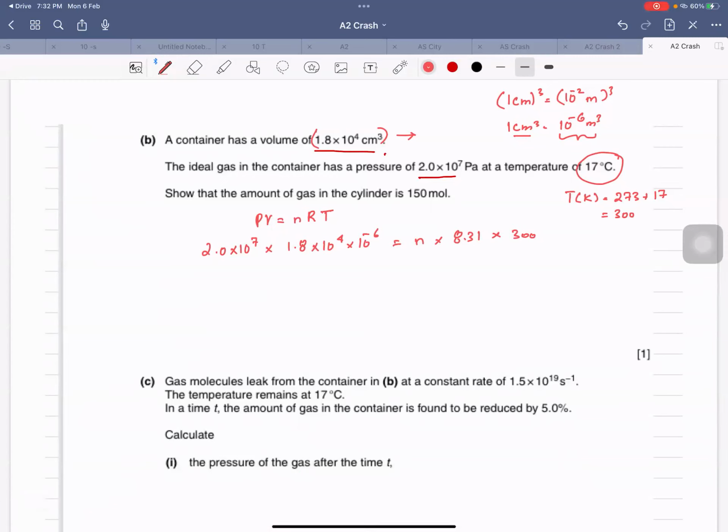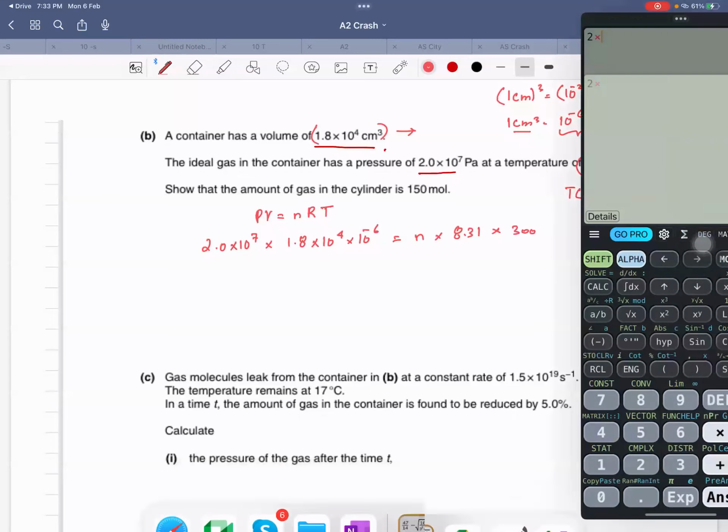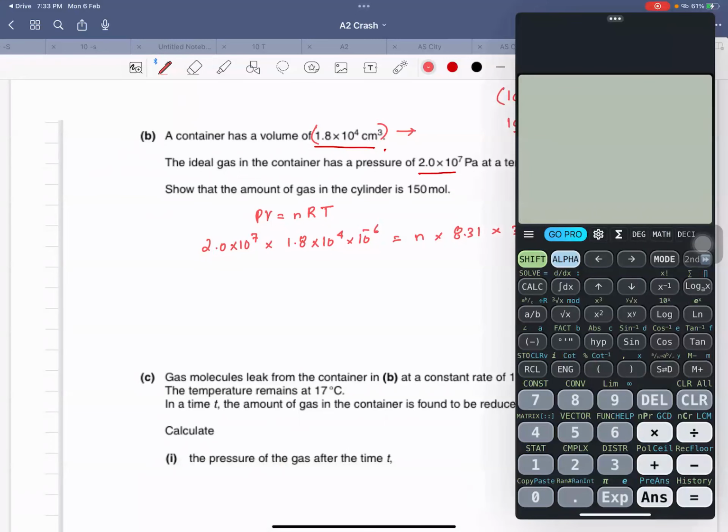No, you don't have to. Oh, okay. Yeah, this is very simple. You can just directly do it. Don't worry about that. Okay, so 2 into 10 raised to power 7.